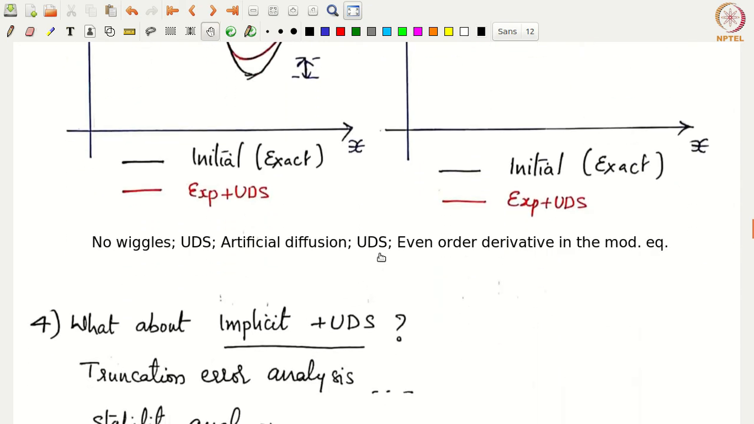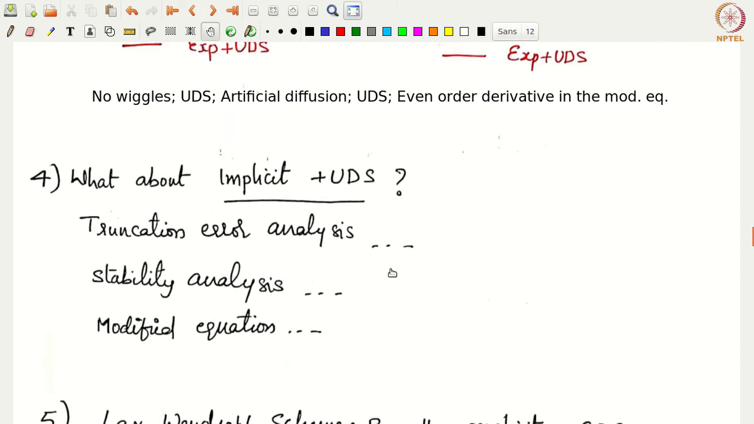Alright, now that means we found one method of solving this unsteady convection equation, that is the explicit upwind difference scheme. Now what about the implicit upwind difference scheme? Would that work or would it not work? Will an implicit UDS work? That is something you have to find out, and you can again perform truncation error analysis.